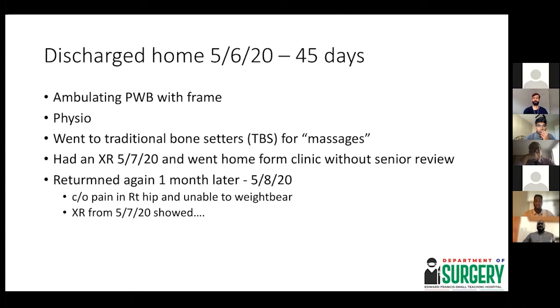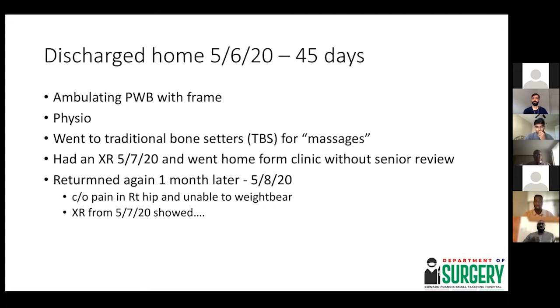And then there seemed to have been a lapse, possibly on our part, where he came back to clinic on the 5th of July and had an x-ray then, but went home from the clinic or didn't come back after being sent to do the x-ray. He then returned, sorry for the typos, just another month later. So now we're in August, after the initial injury was in April.